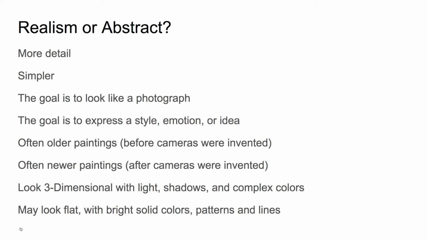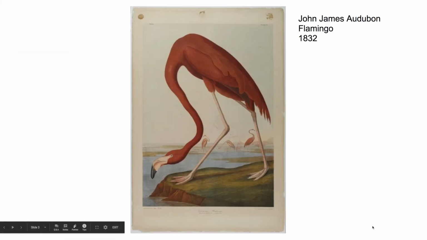Okay, what about artwork that looks three-dimensional with light, shadows, and complex colors? That's right, often realism. What about art that looks a little more flat, bright, solid colors, patterns, and lines? Abstract. Okay, so hopefully you guys are kind of getting the idea. Let's go through and look at some examples.